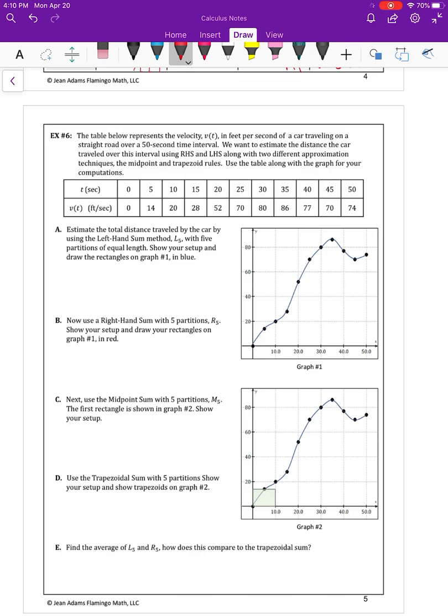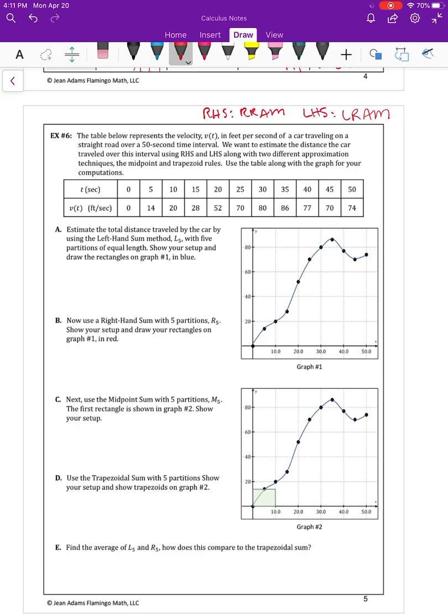Example number 6. The table below represents the velocity v of t in feet per second of a car traveling on a straight road over a 50-second time interval. We want to estimate the distance the car traveled over this interval using RRAM and LRAM. They call it RHS, I call it RRAM. They call it LHS, I call it LRAM. So RHS is RRAM and LHS is LRAM.